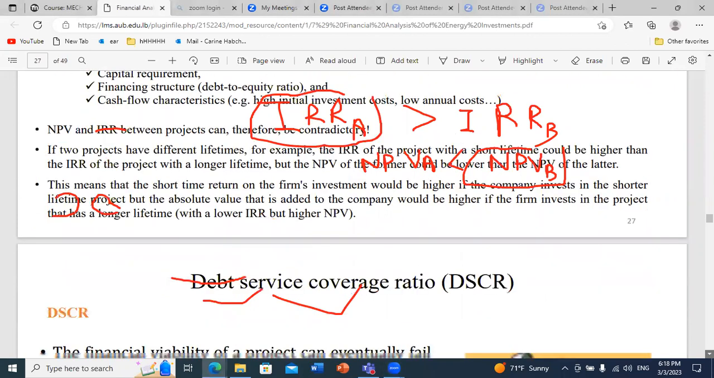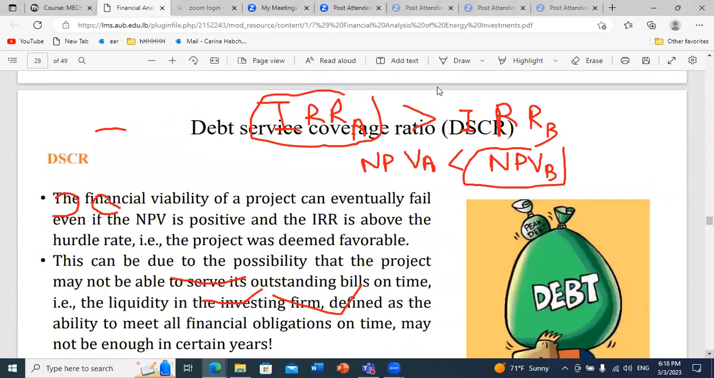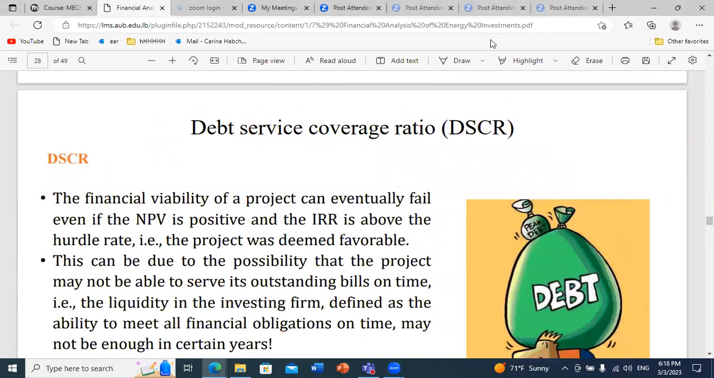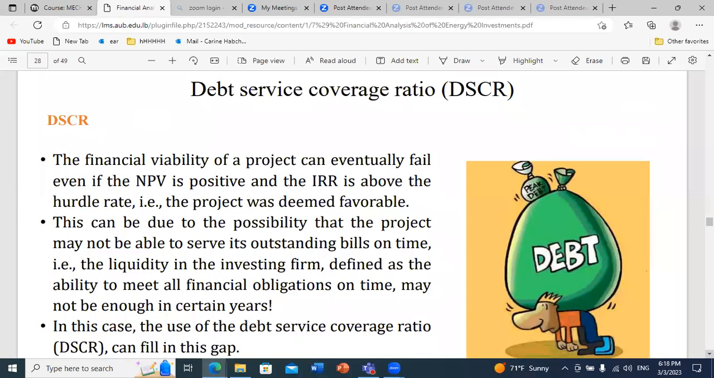Now, another factor that will help us in making our decision is the debt service coverage ratio. What do we mean by the debt service coverage ratio? The financial viability of a project can eventually fail even if the NPV is positive and the IRR is above the hurdle rate. Even if the project was deemed favorable and all aspects already taken into concern, as NPV and IRR are fine, we still might have problems.